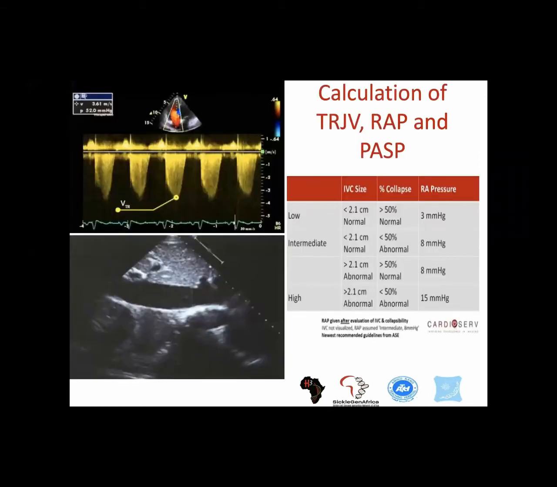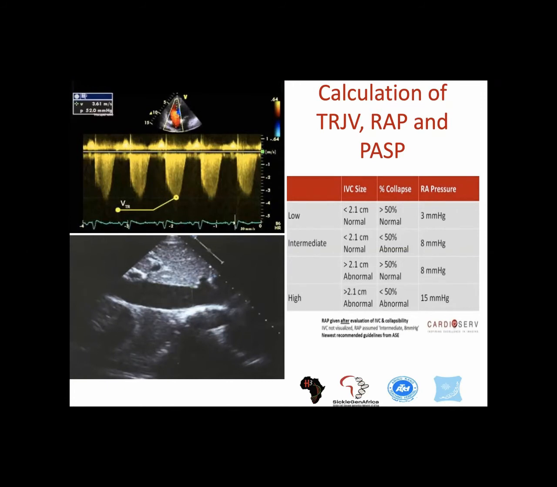I've mentioned TRJ velocity several times. This is continuous wave Doppler across the tricuspid valve to determine the velocity of the regurgitation jet. This is how it looks, in the left upper panel, and you take the velocity and use a simple equation to determine the pulmonary arterial systolic pressure.